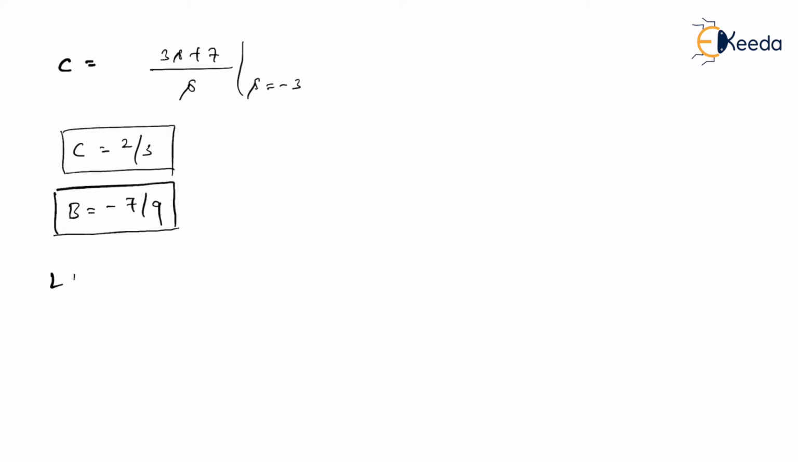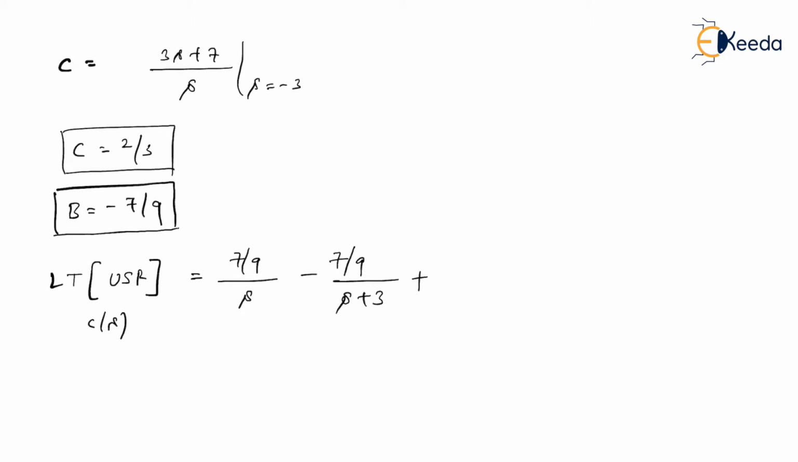Finally, what I have is the Laplace transform of the unit step response, which we call C(s). It is now equal to A/s, but the value of A is 7/9, so I have (7/9)/s, minus, since the value of B is minus 7/9, (7/9) divided by (s+3), plus C upon (s+3) whole square. But the C value is 2/3, so it is (2/3) divided by (s+3) whole square.